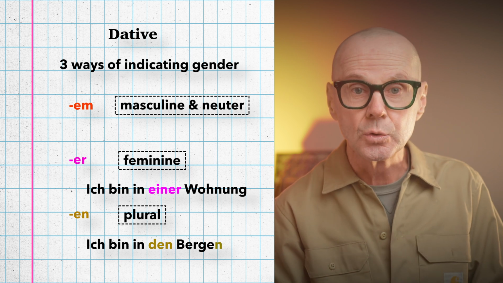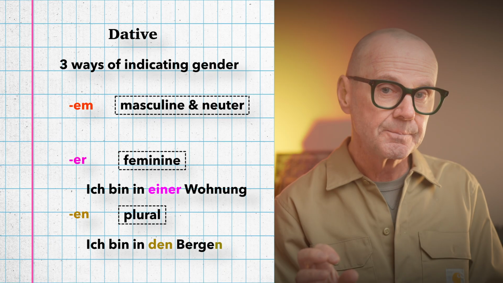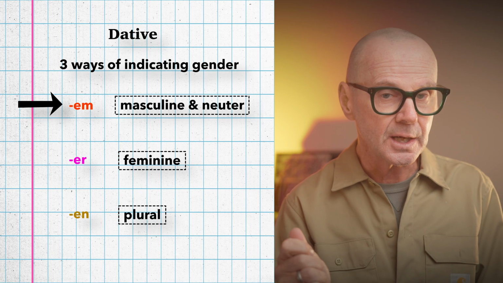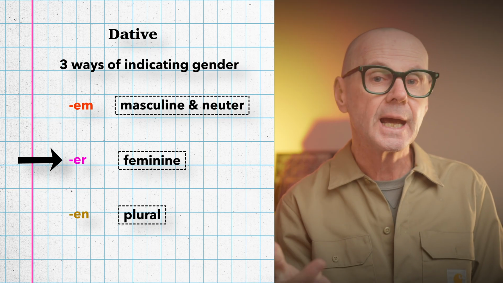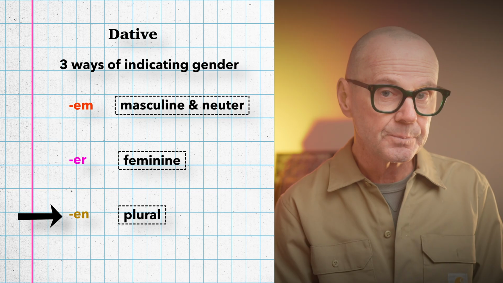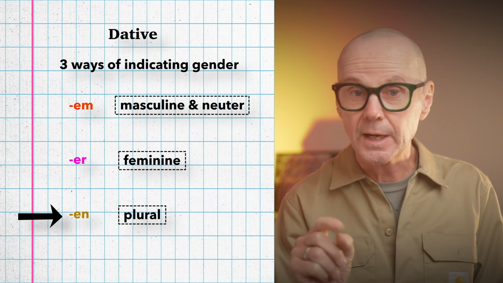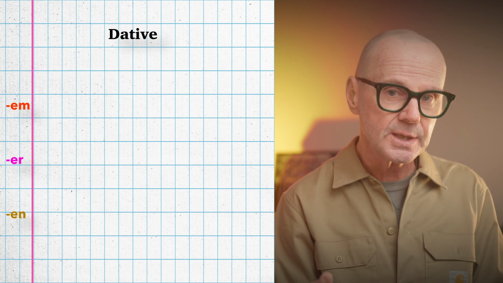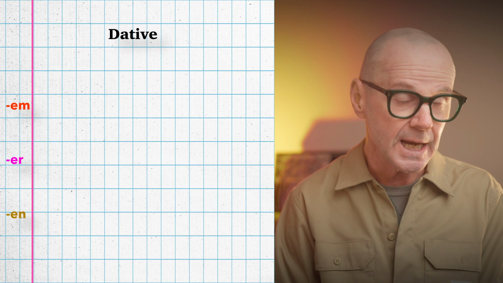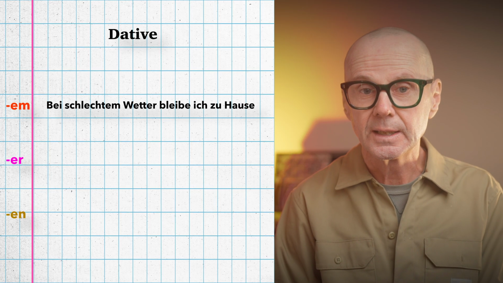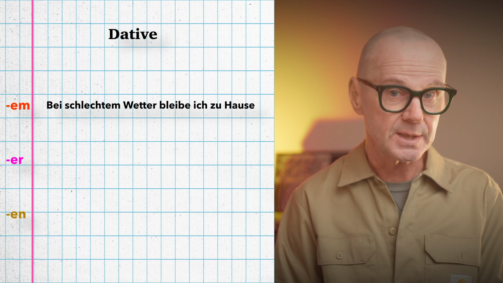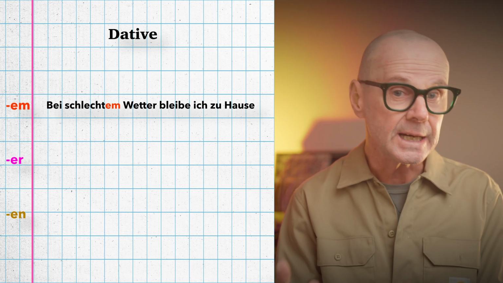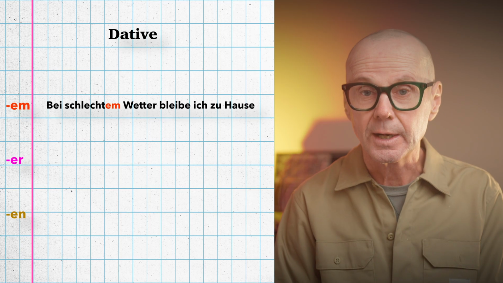Well, so far so good, but we're interested in adjectives. So let's quickly review those endings. Remember, it was the EM for masculine and neuter, the ER for feminine, and an EN for the plural, with a special note that the noun also has to get an N too, if it doesn't already have one. So if we didn't have any articles, then we know what to do with the adjectives, don't we? Bei schlechtem Wetter bleibe ich zu Hause. You'll see the EM ending that we used for masculine and neuter nouns now on the adjective because there's nowhere else for it to go.